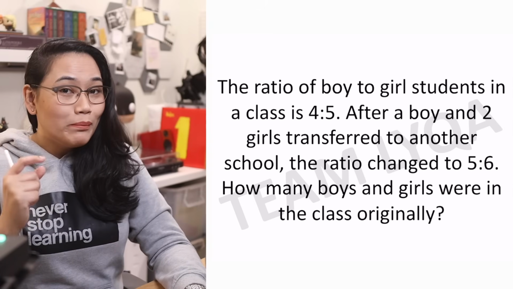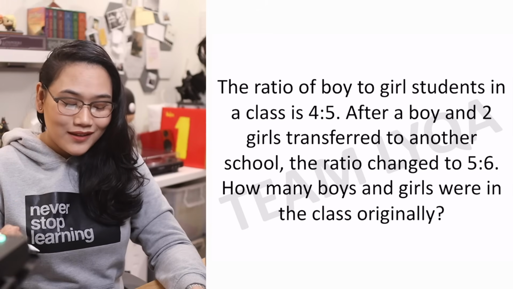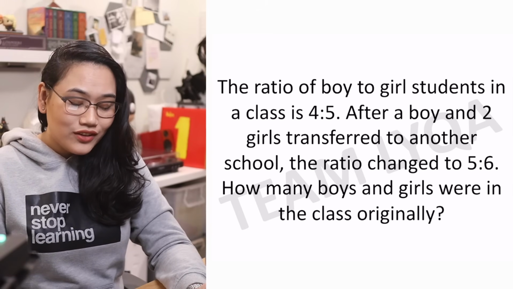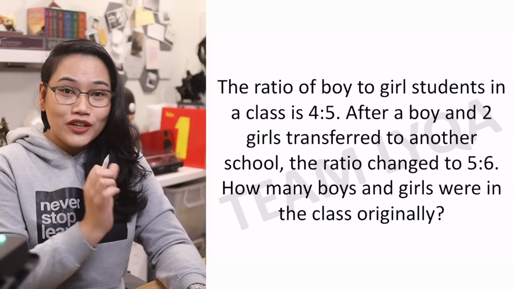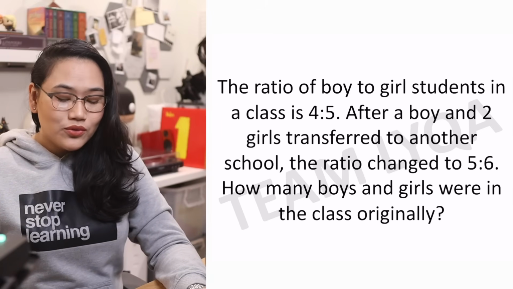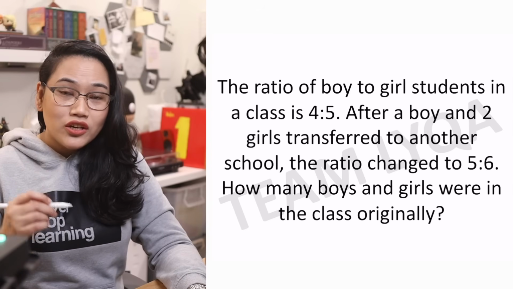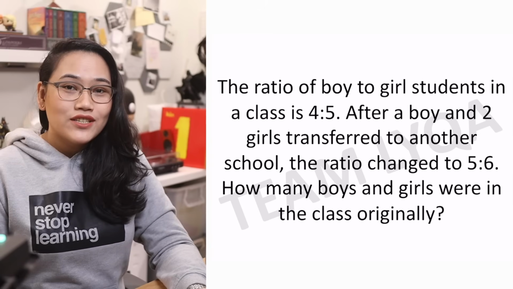Here's a problem that would employ the same formula or the same problem-solving technique. Sabi dito, the ratio of boy to girl students in a class is 4 is to 5. So again, meron kang original ratio. After a boy and 2 girls transferred to another school, the ratio changed to 5 is to 6. How many boys and girls were in the class originally?